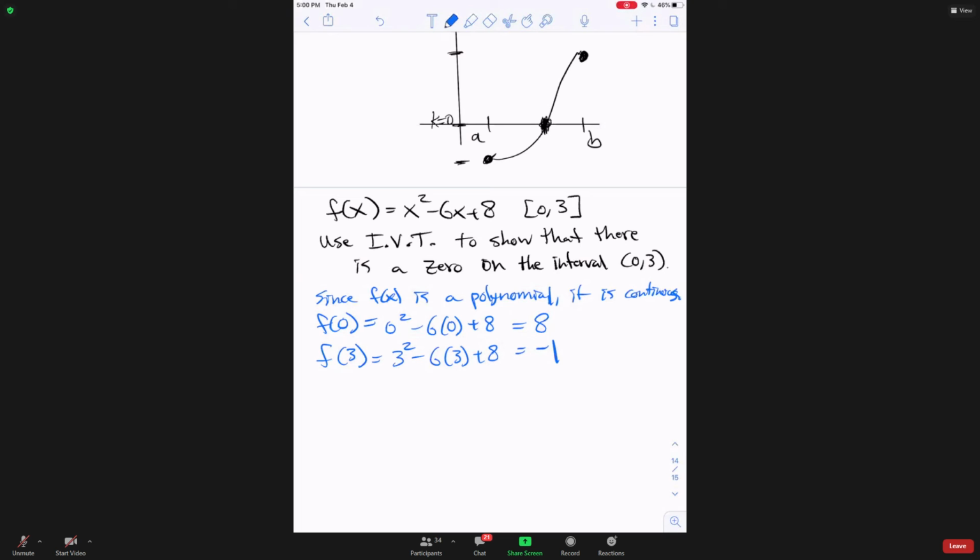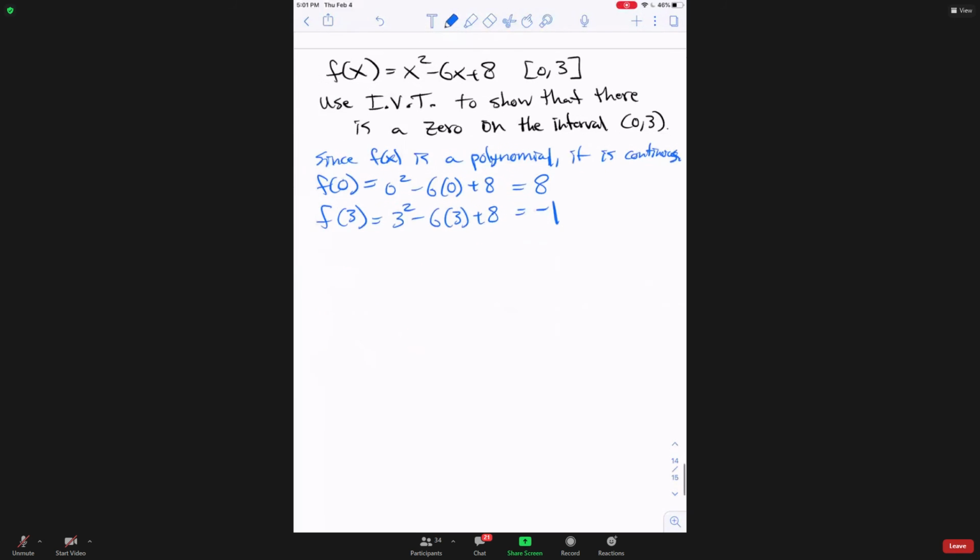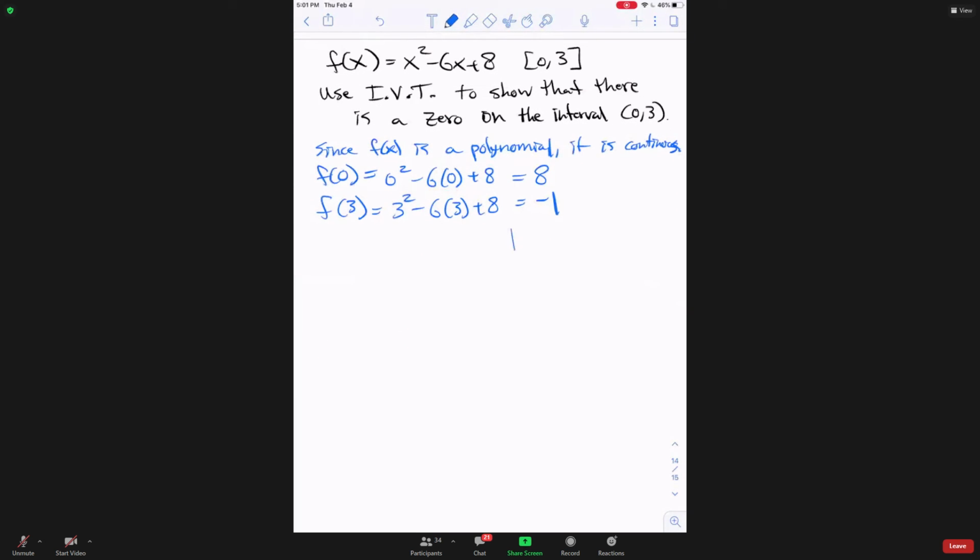So notice the endpoints that we're talking about. At 0, the function value is 8 right here. At 3, the function value is negative 1, which is down here. So k has to be between negative 1 and 8. Is k between negative 1 and 8? Well, if we're trying to find the 0, meaning set it equal to 0, yes, it is.